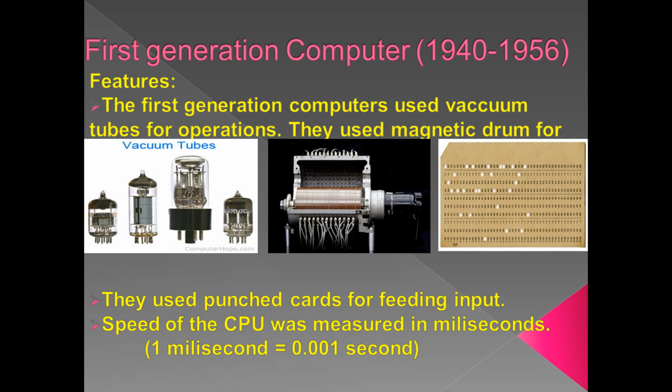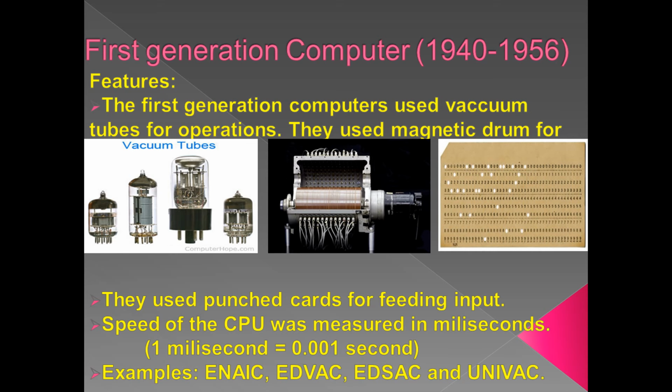Now the next is, speed of the CPU was measured in milliseconds. 1 millisecond was equal to 1000th part of a second. That means 1000 milliseconds were equivalent to one single second. And these are some examples of first generation. That means these are some names of first generation computers: ENIAC, EDVAC, EDSAC, and UNIVAC. And these are all abbreviated words, and you have to learn the full forms of these because they will come in your exams.